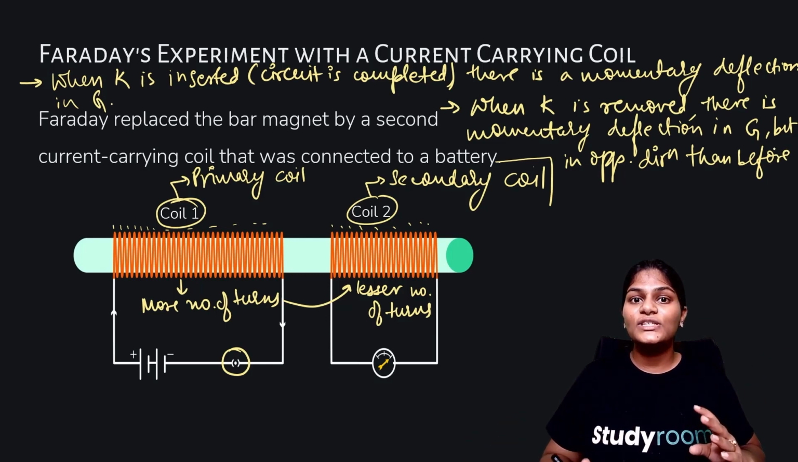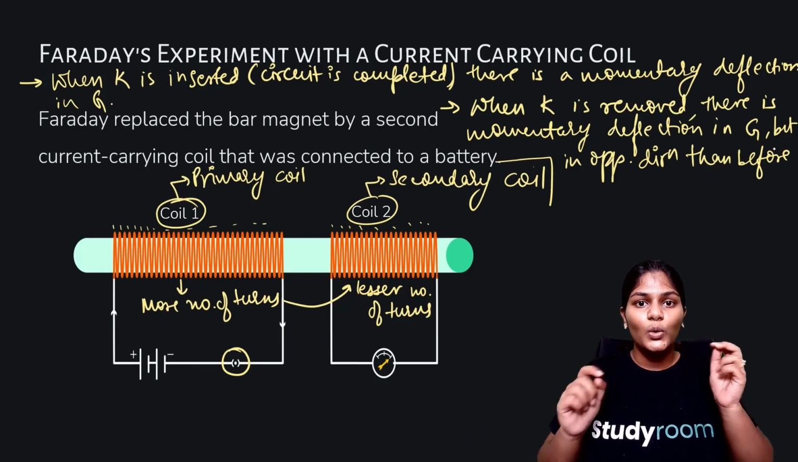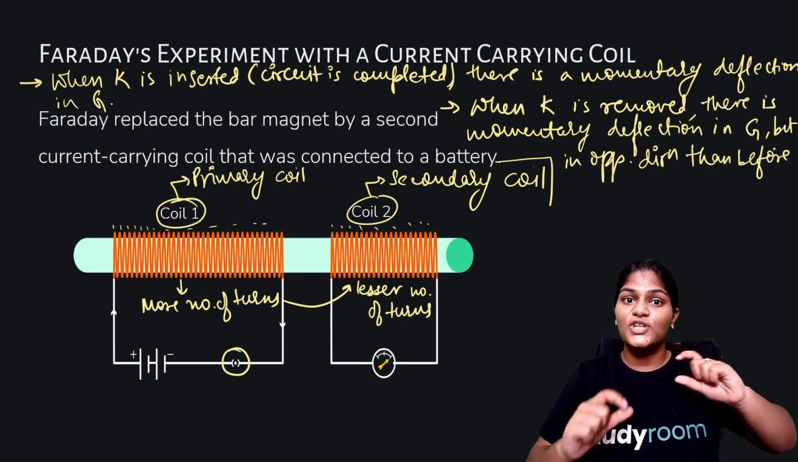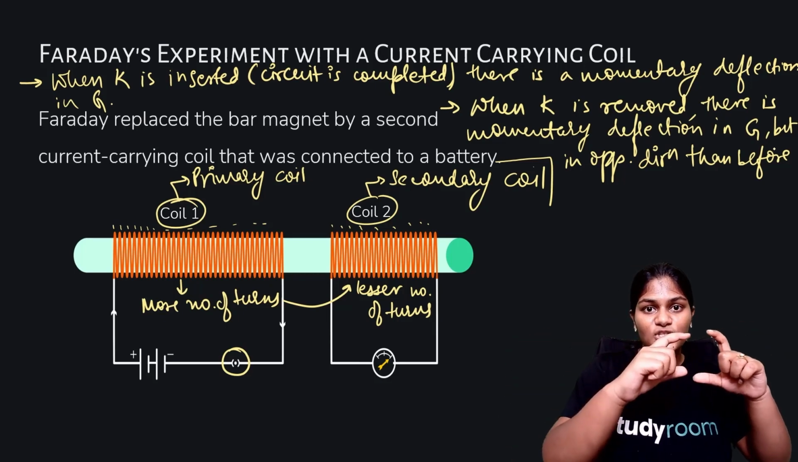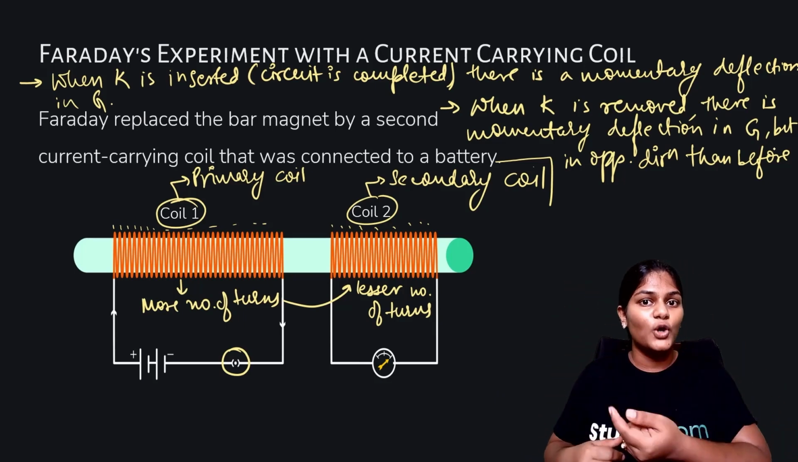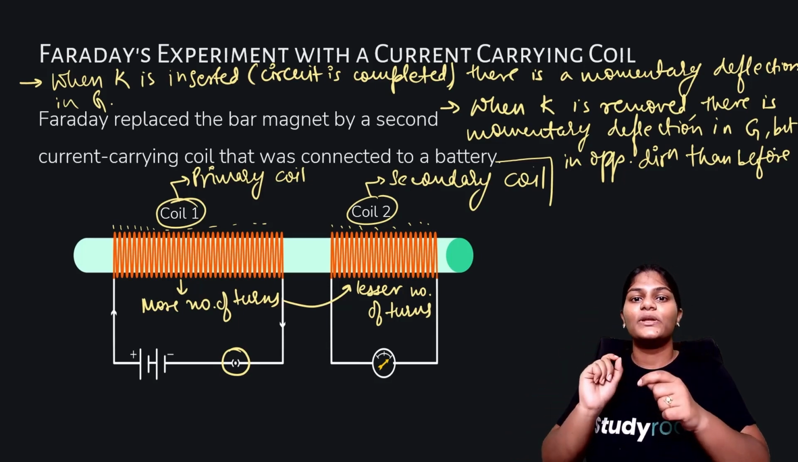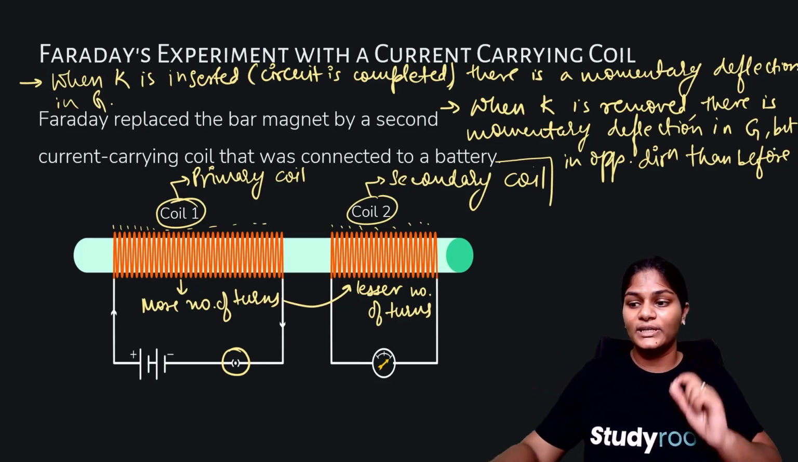Okay, so what did you see in this case and in the previous case? That there is only a 1 second current produced when there is some kind of change. In the last experiment, we saw that when the magnet is just moved or just taken away, just for that second, there is a current induced in the coil. And in this case, just when the key is inserted and just when the key is taken out, we see a deflection in the galvanometer, a momentary deflection.